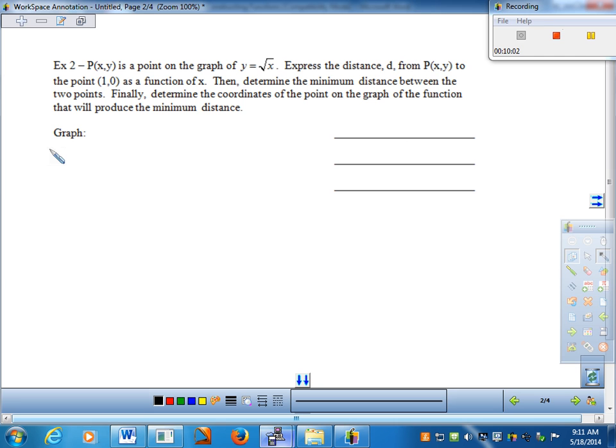Then determine the minimum distance between the 2 points. Finally, determine the coordinates of the point on the graph of the function that will produce the minimum distance. Okay, perfect. So let's start off with some of the basics here.